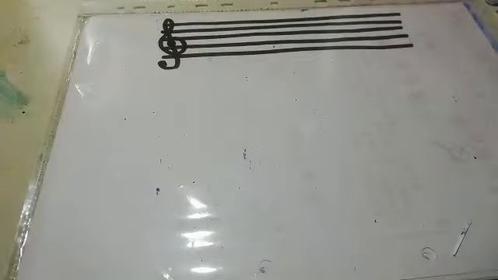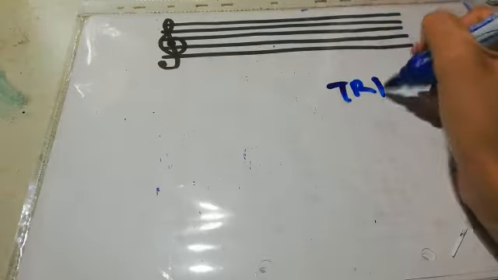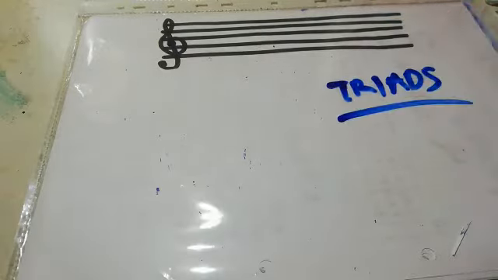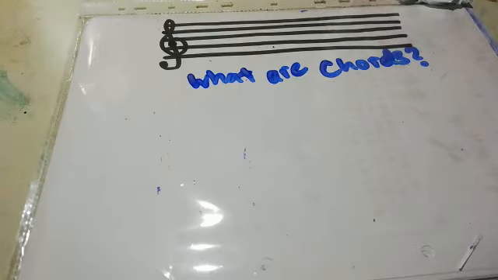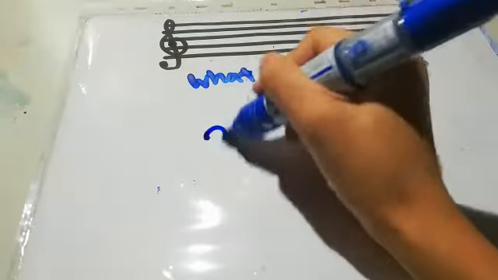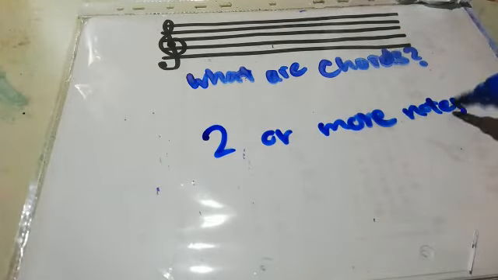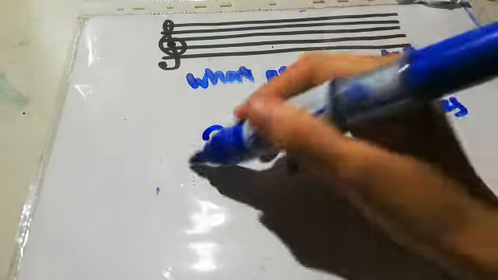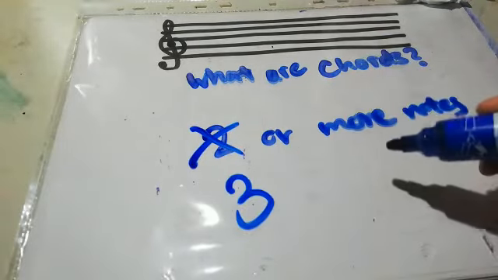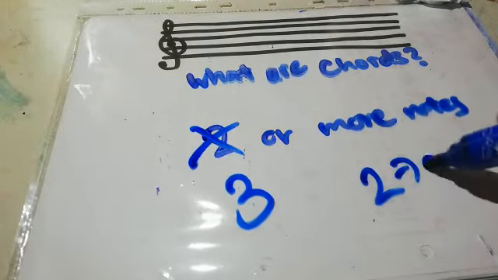So today we'll be talking about chords and more specifically triads. So what are chords? Chords are basically two or more notes sounded together. However, some people say it's actually three, and when you sound two notes, that will give you a dyad.